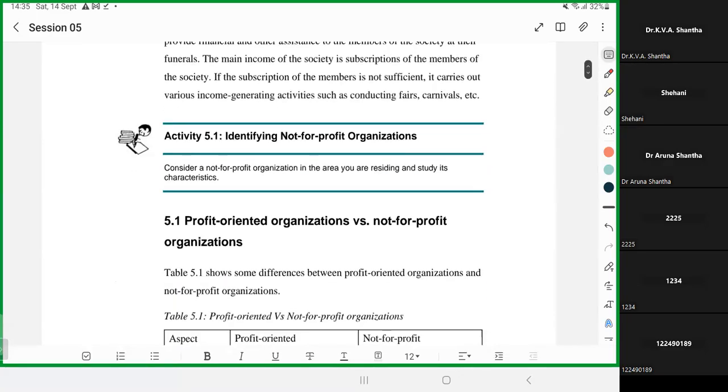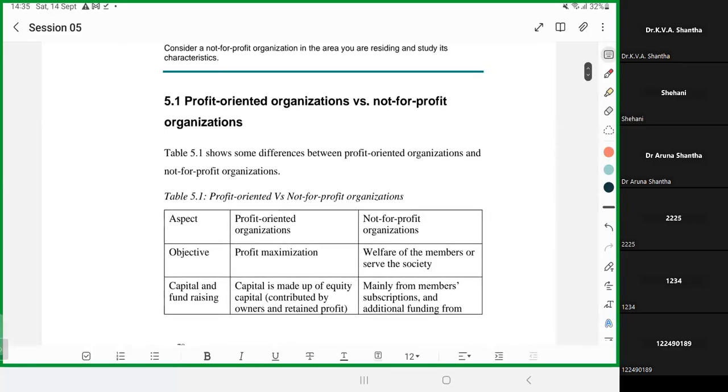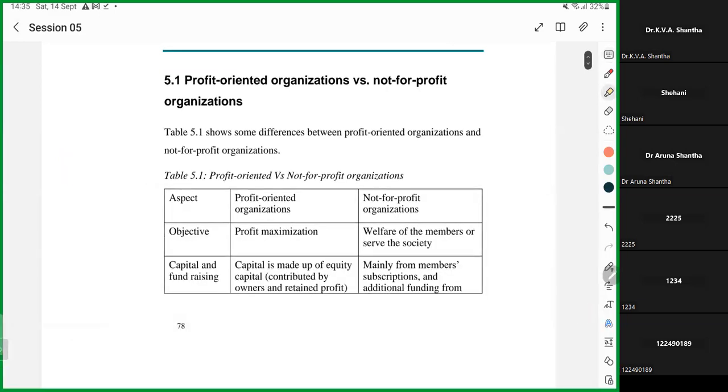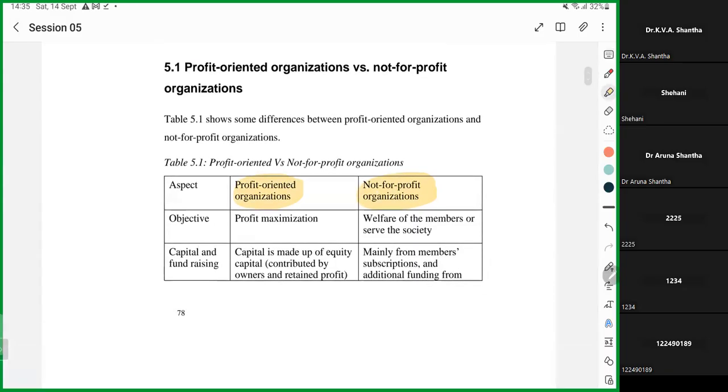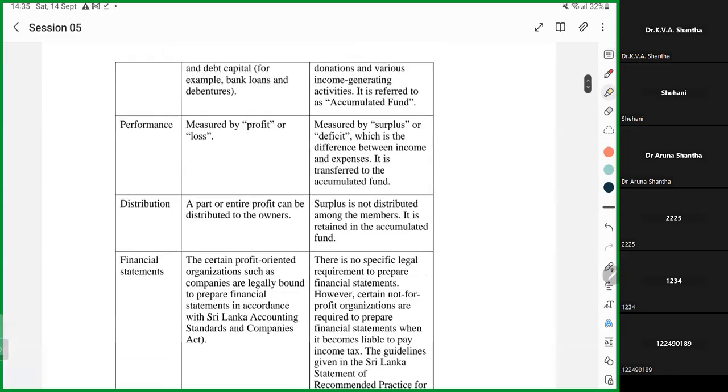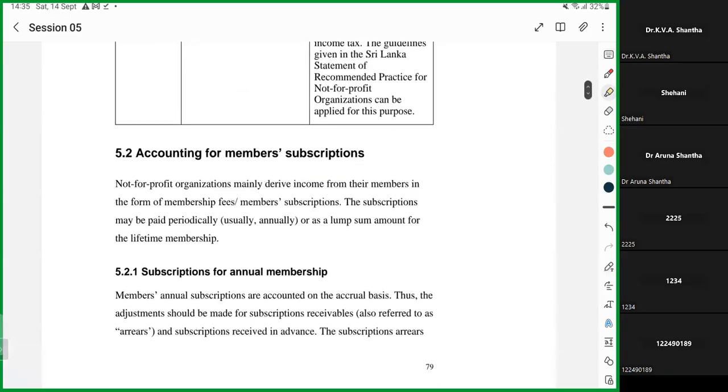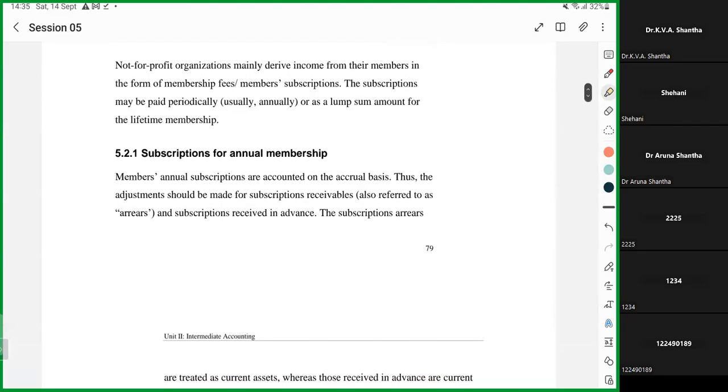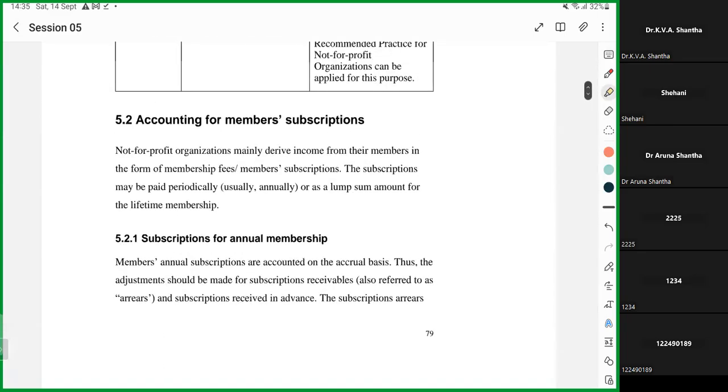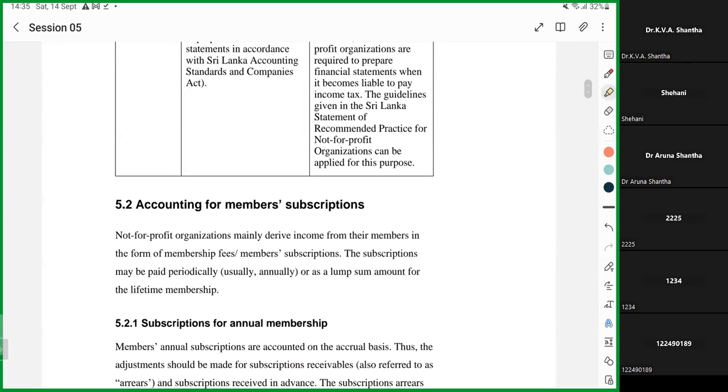You see point number 5.1. You can find out the differences between profit-oriented organizations and non-profit-oriented organizations. Right. So in these kinds of organizations, the main income source is members' contributions, members' subscriptions, or simply membership fees. So I have explained here accounting for membership fees.